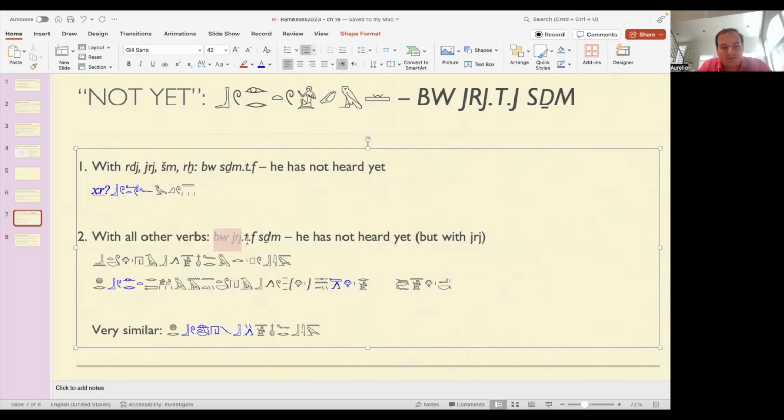Now, with all other verbs, you have to use the iri in between. So you use the sejam tef form of iri, and it becomes bu iri tef sejam. He has not heard yet. So here you would actually have to use that form, because here is not in that small group of verbs that can take the direct construction.